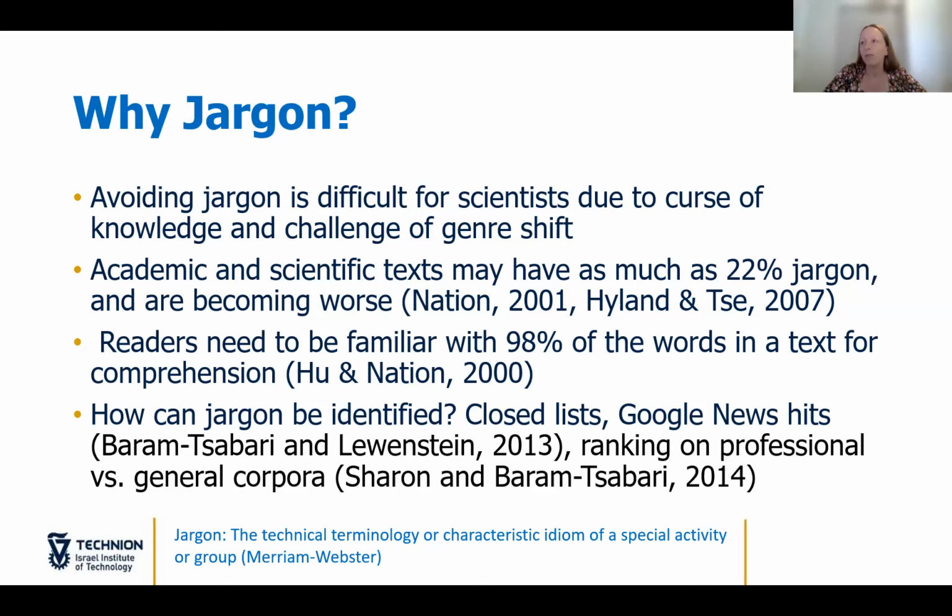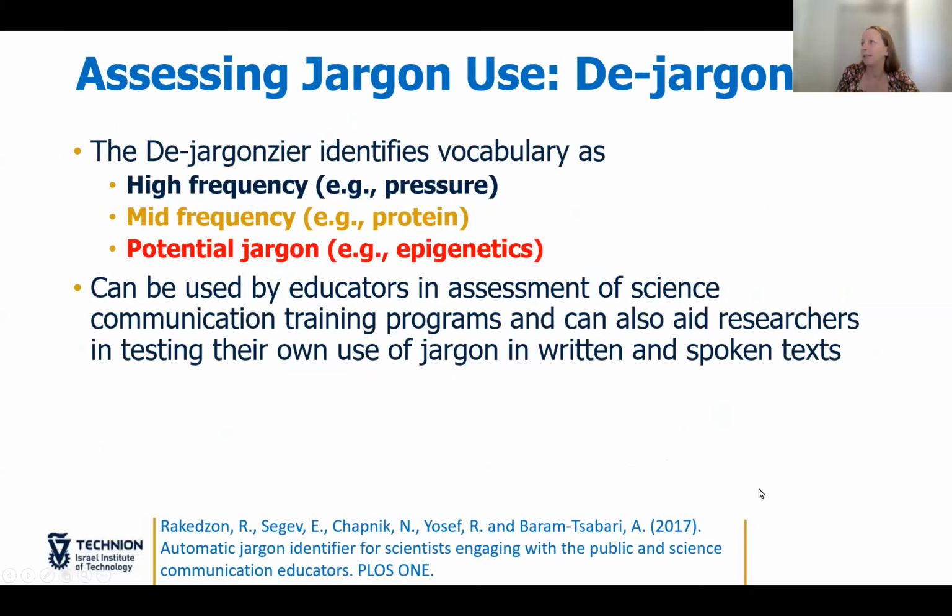And the question was, how can jargon be identified? So usually people used closed lists. We tried once to use Google News hits as a kind of a benchmark. We tried to rank professional versus general corpus of texts. And then we came up with the jargonizer. So the idea is that the jargonizer identifies vocabulary as high frequency, mid frequency, or potential jargon. So it's the red ones you want to avoid.